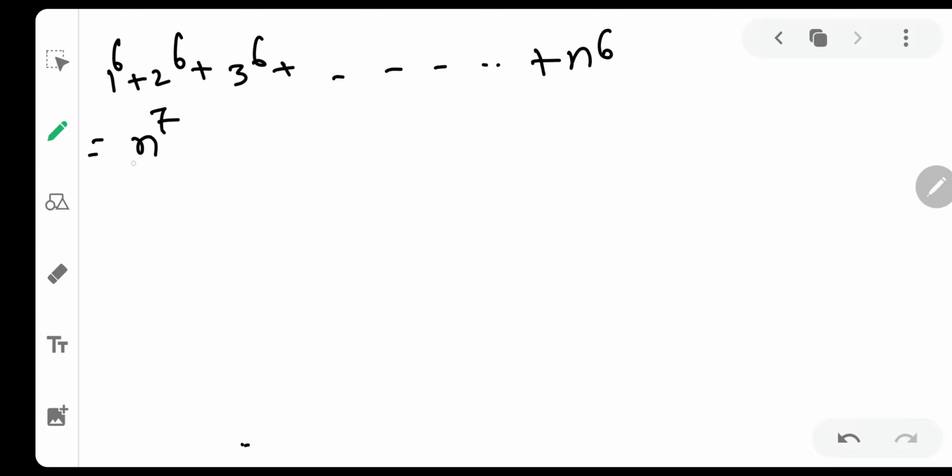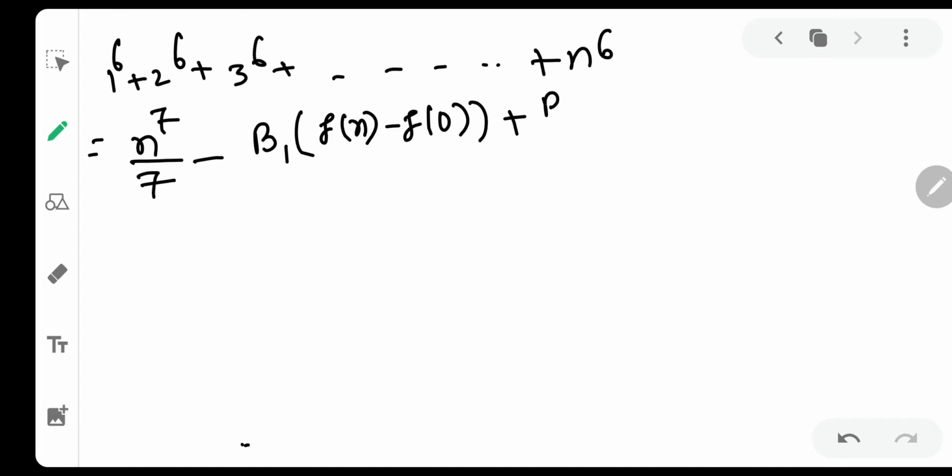So 1 raised to 6 plus 2 raised to 6 plus 3 raised to 6 and so on up to n raised to 6. What will it be? So simply increase the power of n and then divide by the same. Then you write down minus b1 fn minus f0. That is cool. See, then b2 by 2 factorial f dash n minus f dash 0.